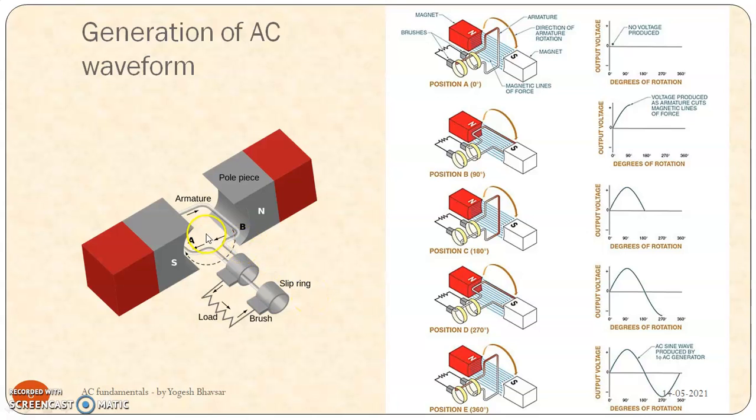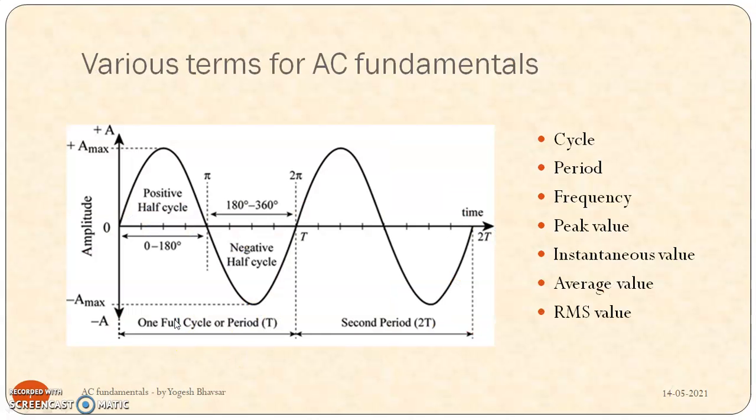When this conductor is placed in the magnetic field, the EMF will get induced in that conductor. This is according to Faraday's law. This is the waveform generated from this principle. So for the sinusoidal waveform, there are different parameters we have written here: the maximum value, the negative maximum value, positive cycle, negative cycle, 0 to 180 degrees, 180 to 360 degrees, that is pi, 2 pi, time period T, right? And with respect to time.